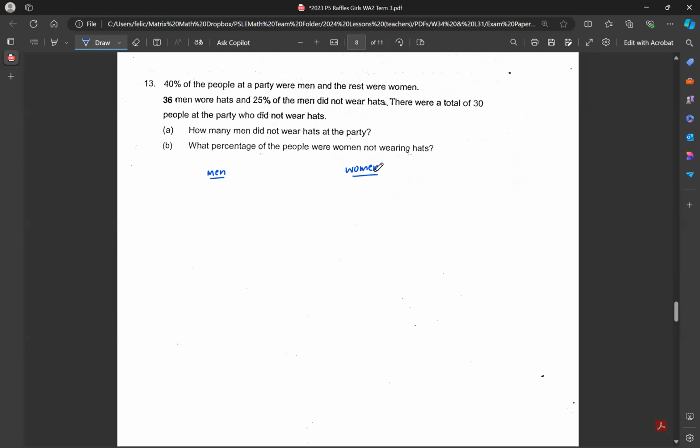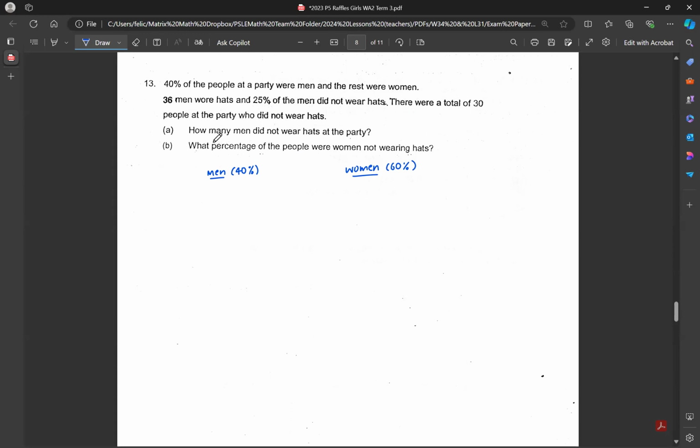Right? So right now, what we know is that 40% of the people were men. Okay, so I'm just going to record down 40% were men. They said the rest were women. So if 40% of the people were men, that means the rest, women, will be 60%, because 100 minus 40. That's how I get a 60% here.